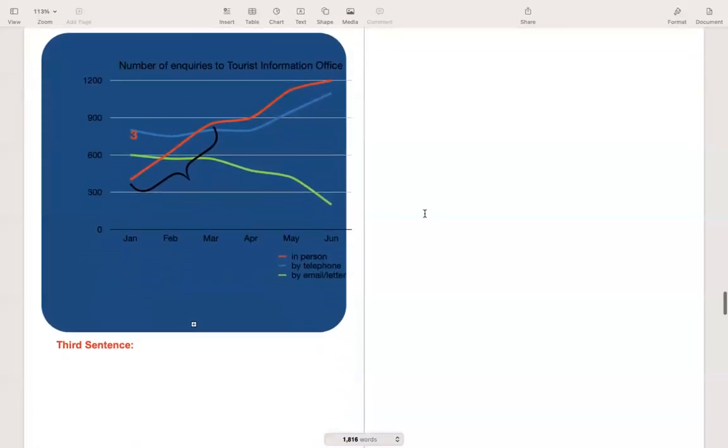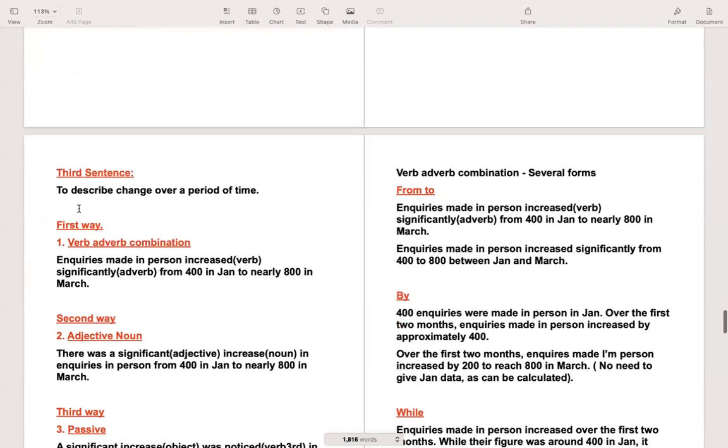Okay. So we are doing the third type of sentence: how something changed over a period of time. For example, from January to March. In January, it was 400, but in March, the line is around 800. So that's the line we are covering. It's not a comparison with something else. It's a comparison between the line itself over a period of time. So, the third sentence is to describe a change over a period of time.